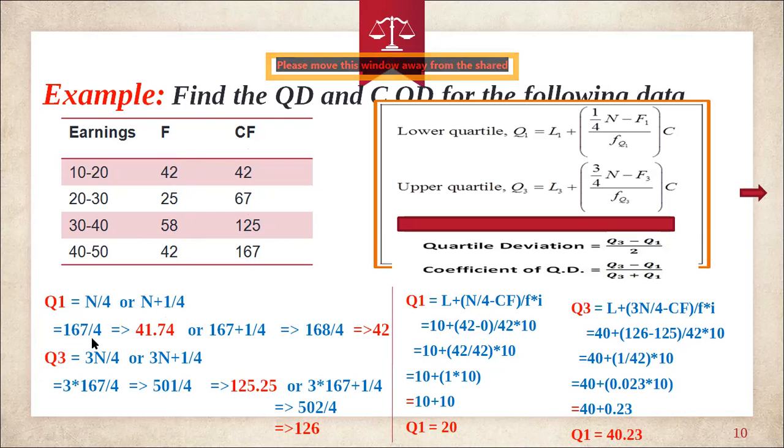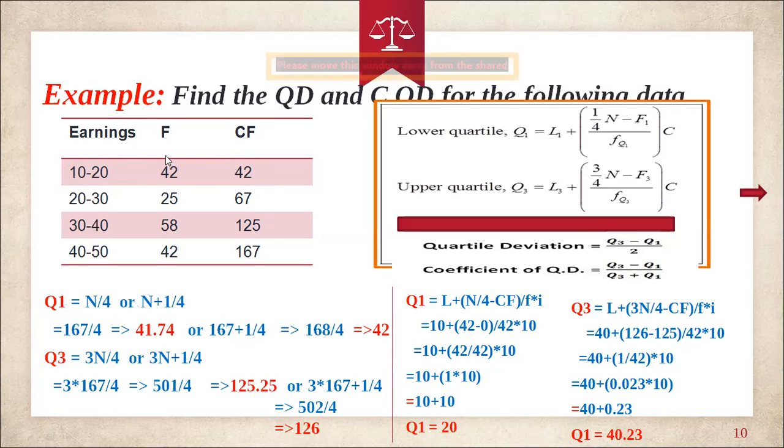So 167 plus 1 by 4. We can go for this formula, N plus 1 by 4, and get the value very simply. When you calculate N by 4, you will get some decimal point values, so in order to avoid those points, we add one: N plus 1 by 4. N is 167 plus 1, 168, divided by 4. When you cancel it, you will get 42. The quartile one is 42. You can select this one.